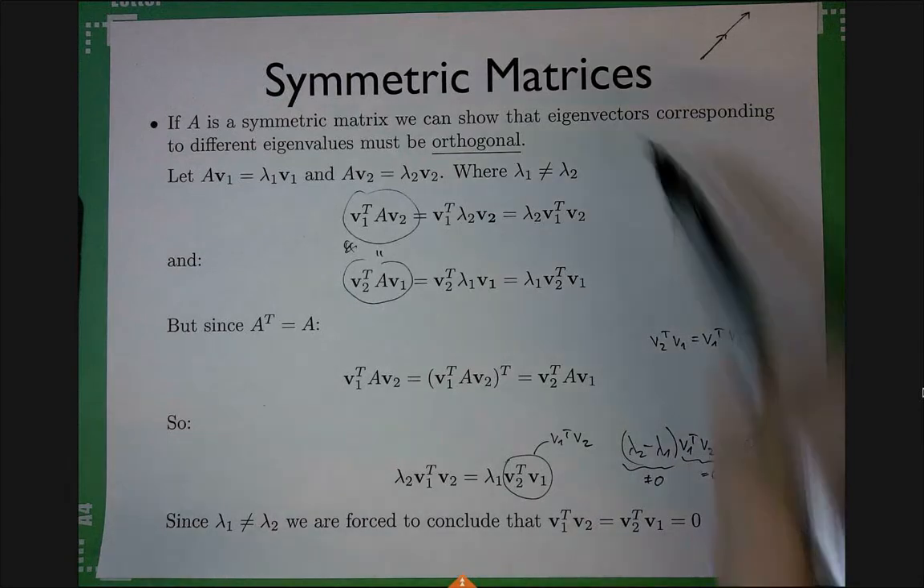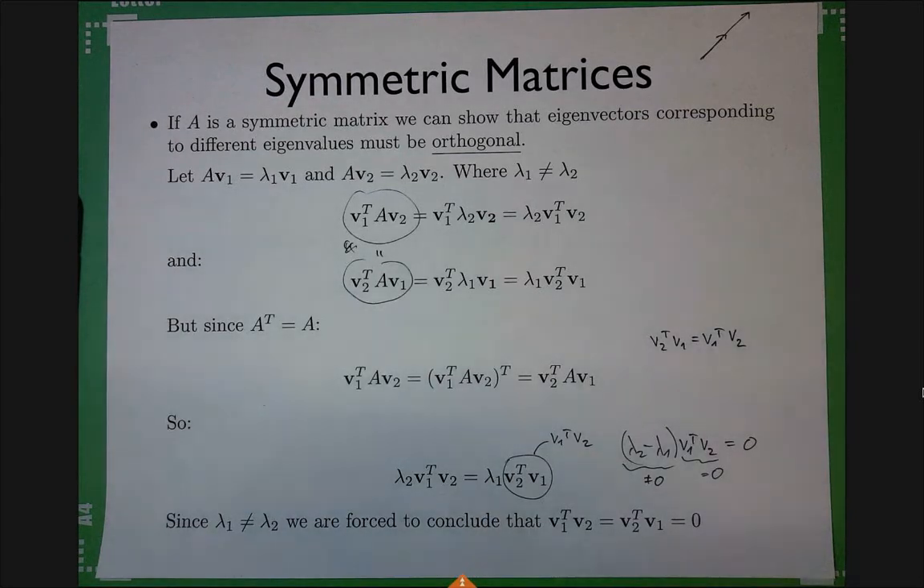Okay, so this is showing that if I have a general symmetric matrix, and I take eigenvectors corresponding to two different eigenvalues, then these eigenvectors must be orthogonal. Is that clear? Good.